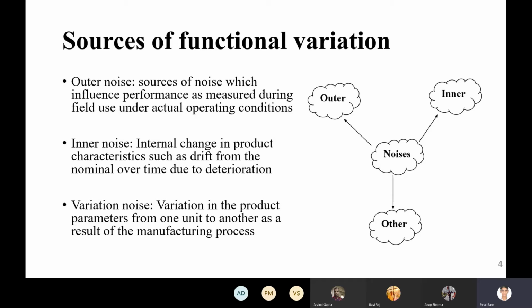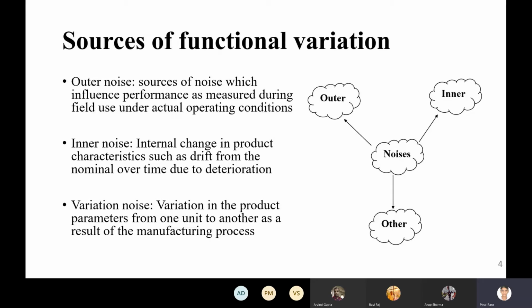And at last, in the variational noise, it is the variation in the product parameter from one unit to another as a result of the manufacturing process. For example, manufacturing imperfection. That's why the concepts of limit, fit, and tolerance are introduced.